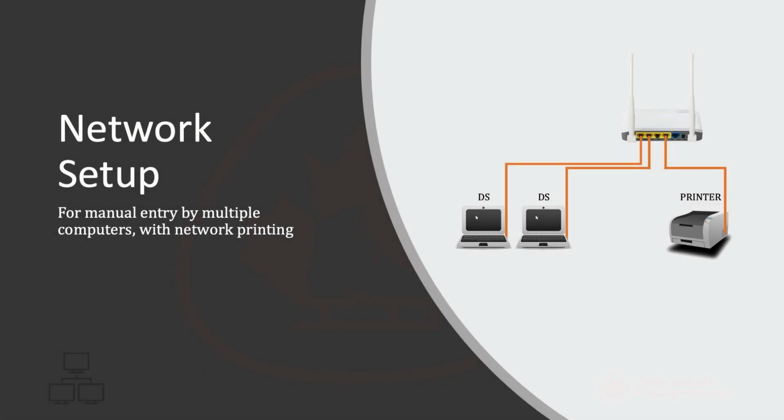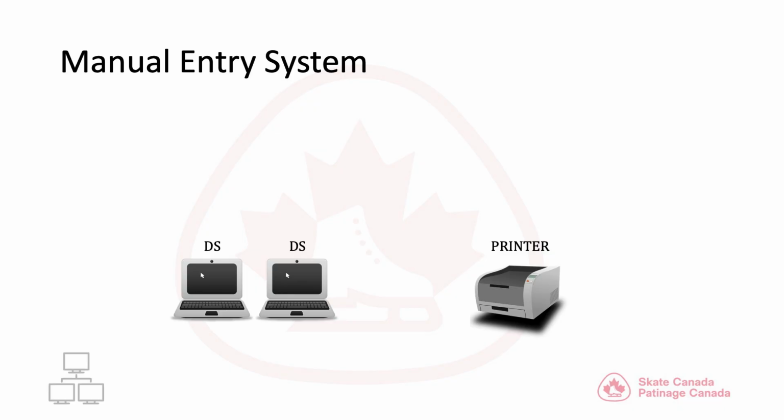The second scenario involves setting up a local area network for a manual entry competition. For example, we might want to have 2 people enter results for different skaters simultaneously using 2 laptops that both point to the same competition database. You might also want to be able to print to a network printer from either of these laptops.